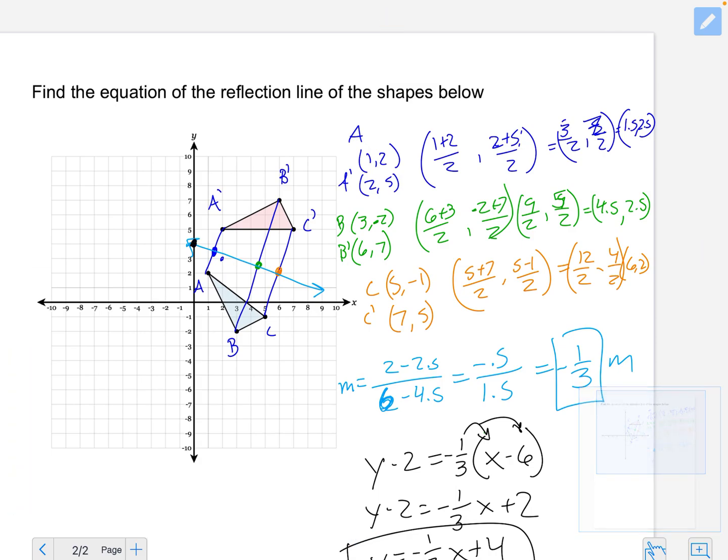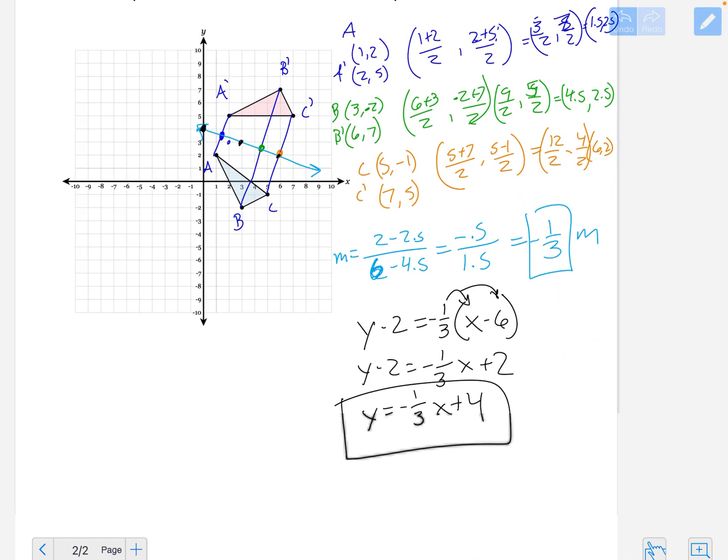So if we kind of look at the line I drew, yes, 4, down 1, 1, 2, yep, over 3, down 1, over 3. Yep, that is my line of reflection.